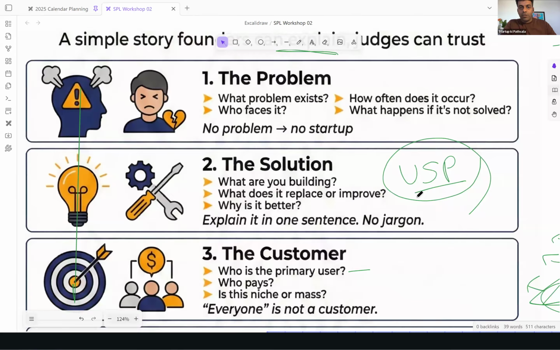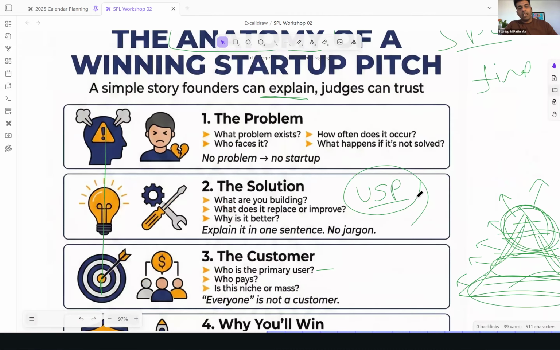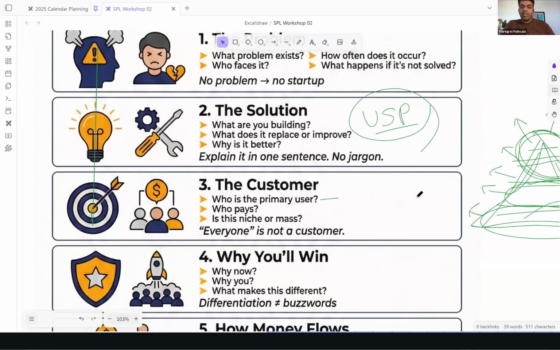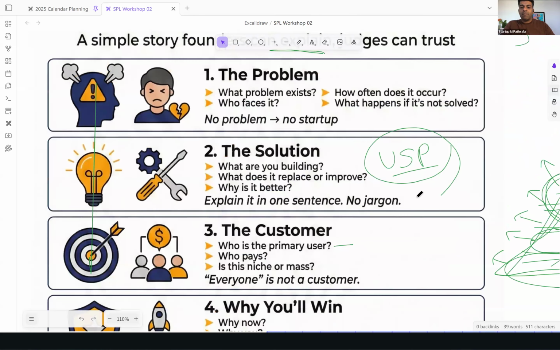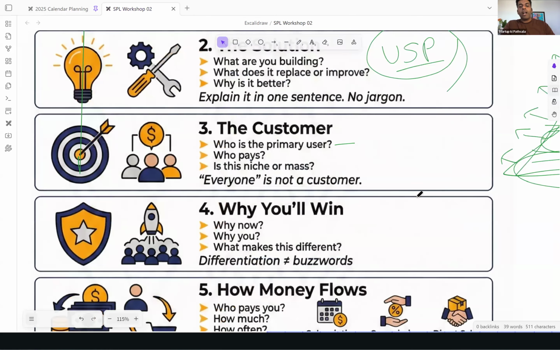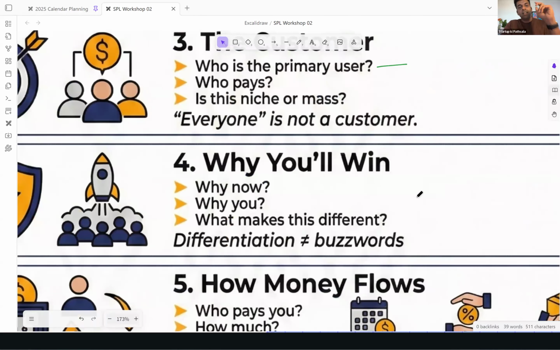Okay. So fantastic. So far what we have seen, problem, solution, and customers. So now we'll basically come to the point saying exactly what Sagar asked, right? Saying, okay, if there are others also providing the same solution, why you have a separate value proposition, why you will win, right?